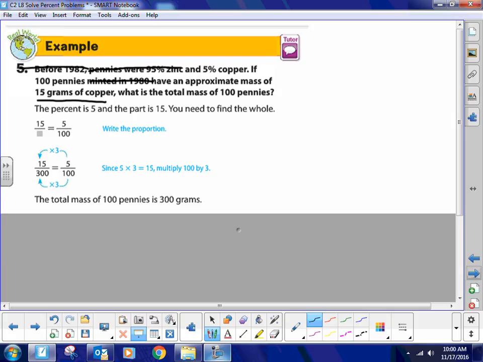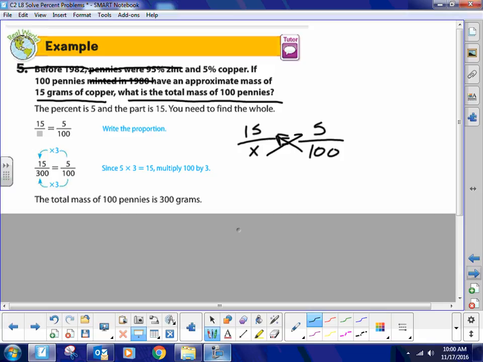Okay, they are trying to figure out what is the total mass of 100 pennies. Okay, so we know the is is 15. We know the percent is 5, and we know 100. I know that was kind of hard to pull out of there. You're going to have to take your time. If you don't understand it, please come and see me so we can talk about it. Okay? The percent is 5. Okay? So we know we have our unknown.